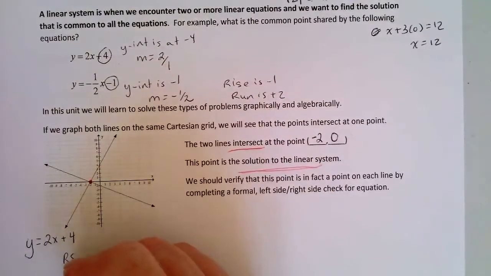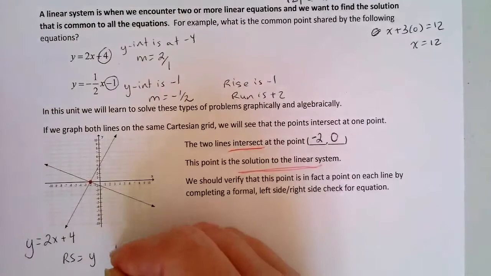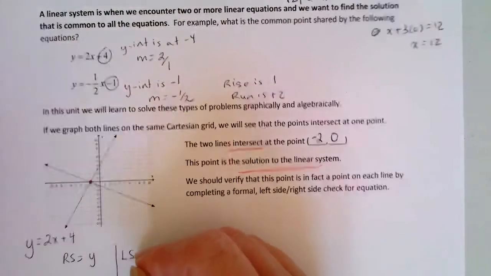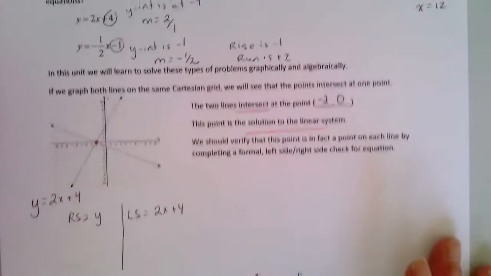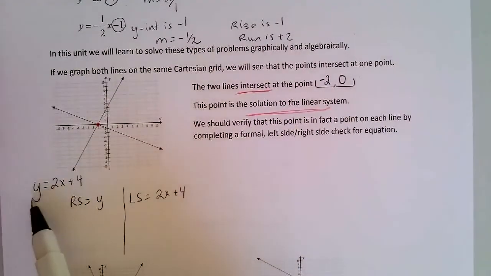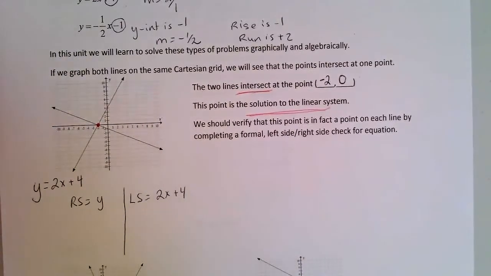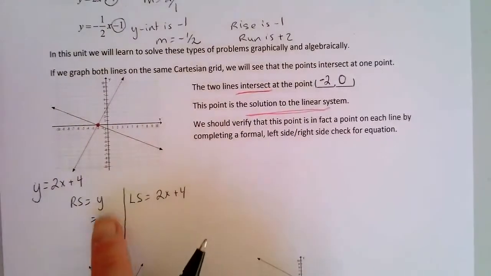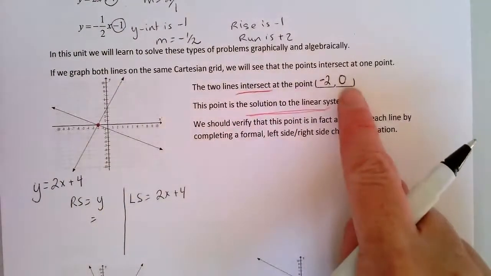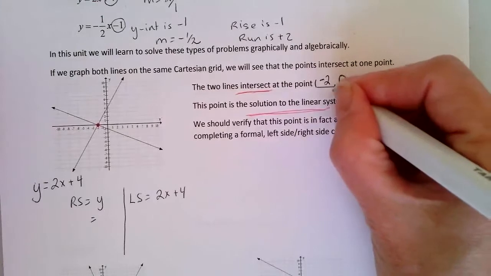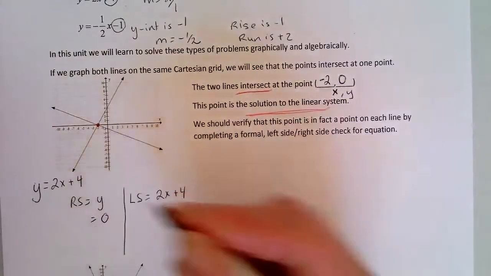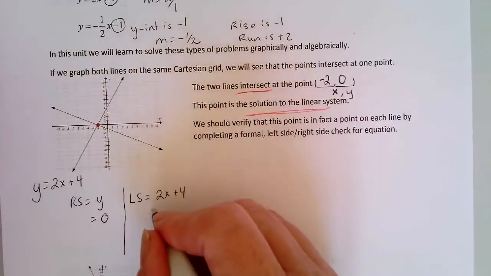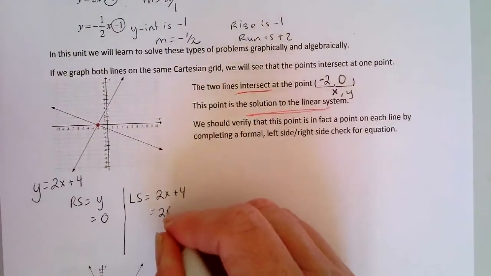We're going to write that as the left side is equal to y, and the right side is equal to 2x plus 4. Just looking at the first equation, on the left-hand side is y, and on the right-hand side it's 2x plus 4. Now we are going to replace the y value with the y value at our solution, because remember, it's in the form (x, y). So our y value is 0.